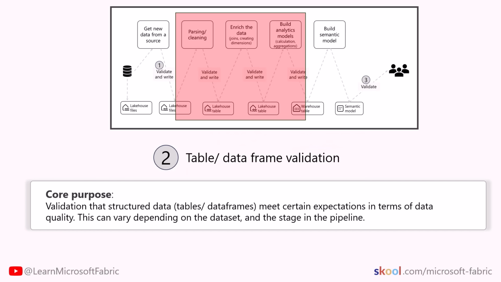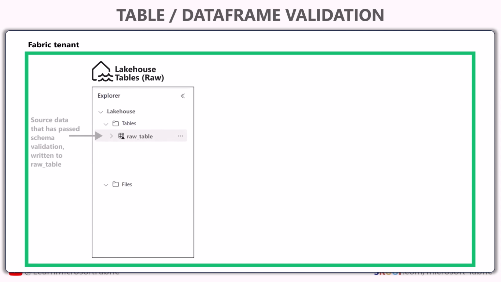Next up, we're going to focus on table and data frame validation. So that's this bit in the middle. And here we're trying to validate that the structured data, so the tables and the data frames that we have, normally after some sort of transformation, meet certain expectations in terms of data quality. Now, this is going to be highly dependent on the data set. You're going to have to use a lot of domain knowledge here, and also the different stages in the pipeline. So let's look at that in a bit more detail, what that looks like.